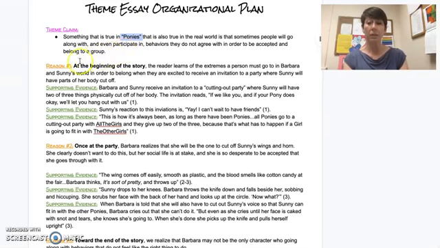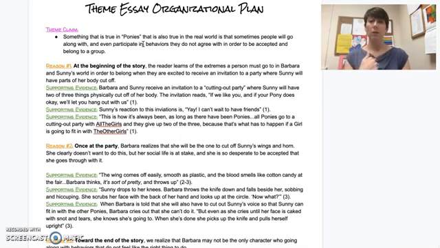Now, once I have my theme claim, I'm going to come down for my first reason. Notice that I've put in bold here this phrase, at the beginning of the story. I'm choosing to organize my explanation, my defense of this theme claim, in chronological order throughout the book. If you look back at the rubric for this essay, you'll remember I'm challenging you to explain how your theme was developed all the way across the book, not just like ta-da at the end.